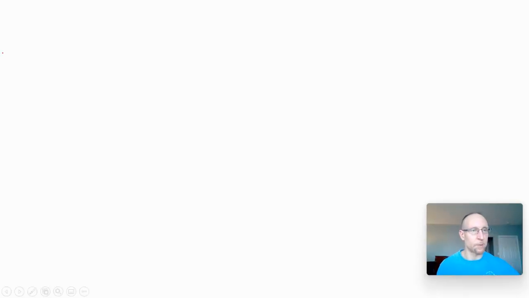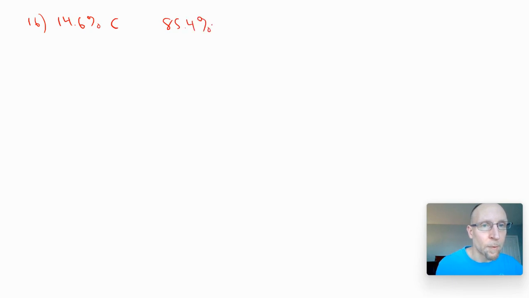All right, so this is number 16. All it's telling us is that we have 14.6% carbon and 85.4% chlorine. So remember how to do this. You just got to be methodical here. So put our elements, carbon, chlorine.